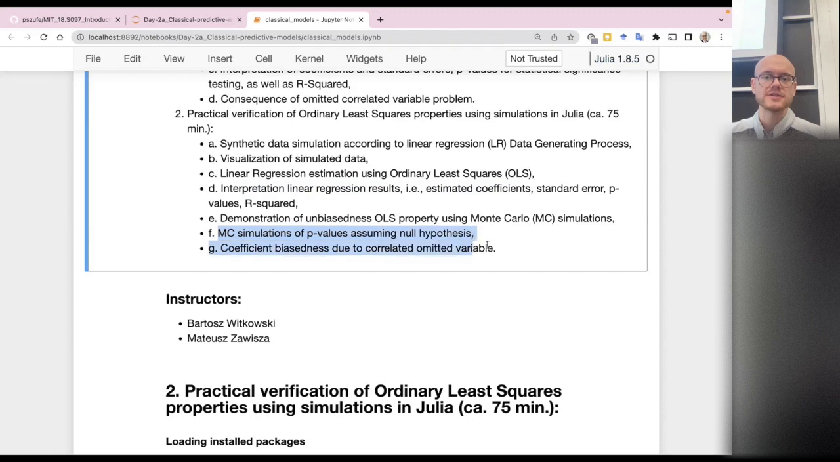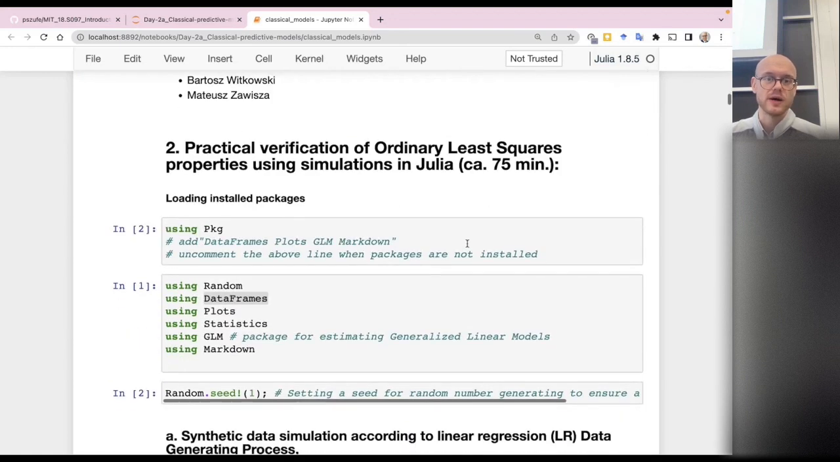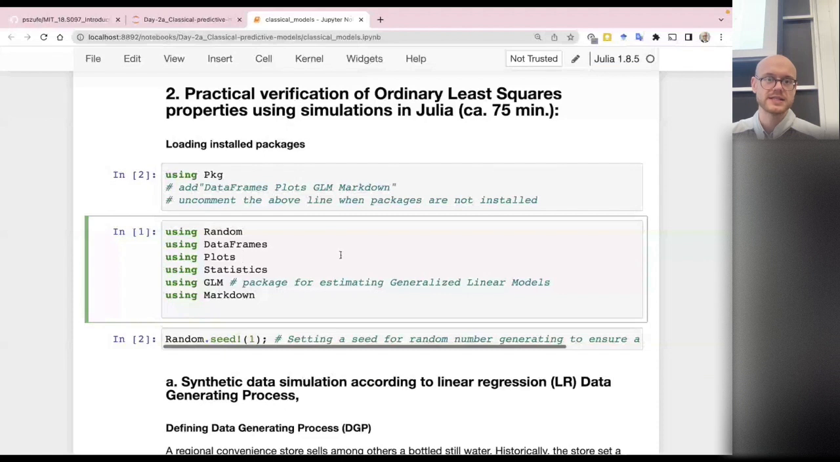And also, at the end, we will introduce a problem called the omitted variable problem, and we will see what the consequences are on the estimations given this kind of omitted variable problem. So let's start with running the following cells.